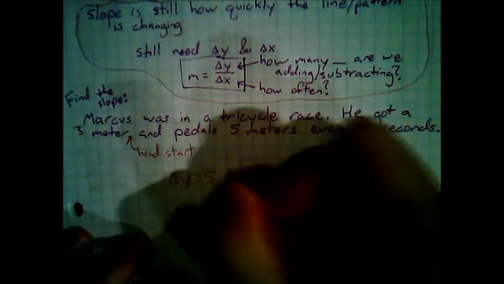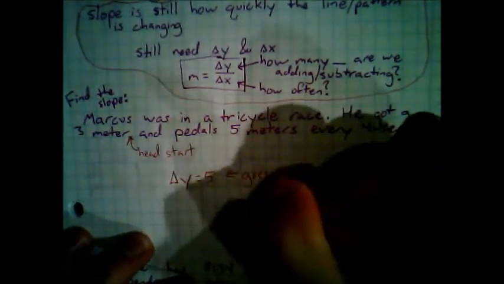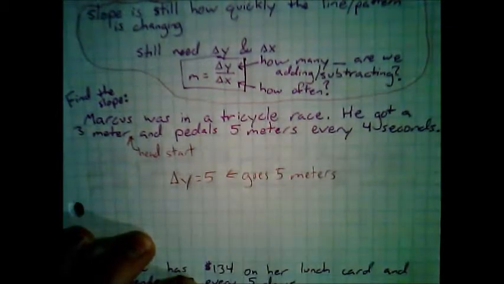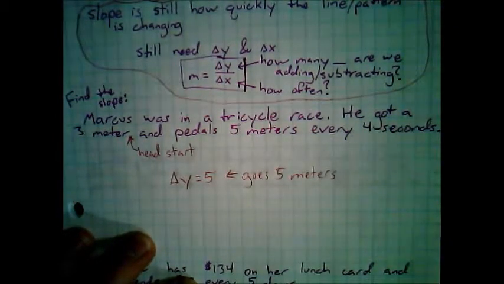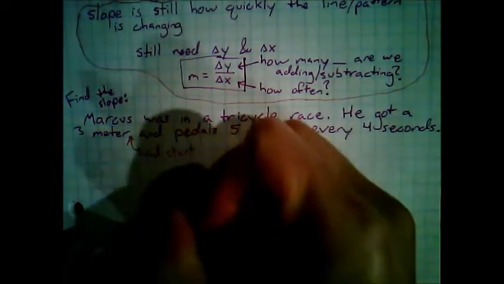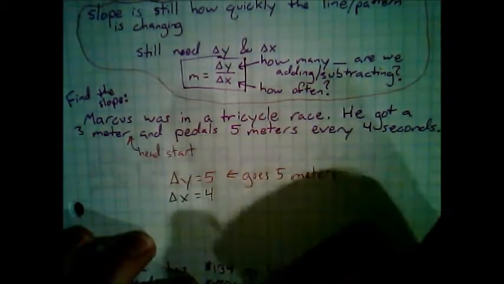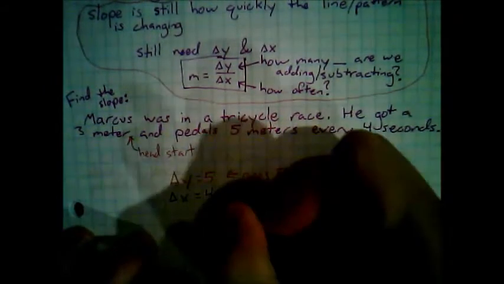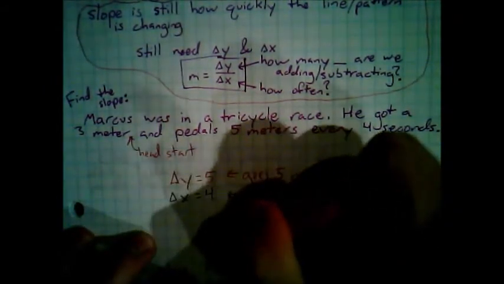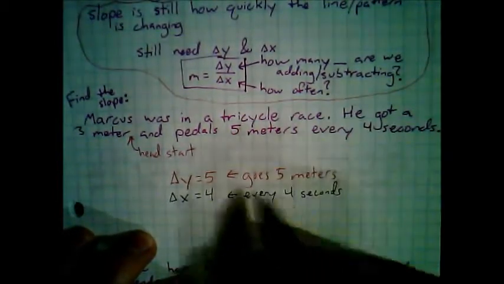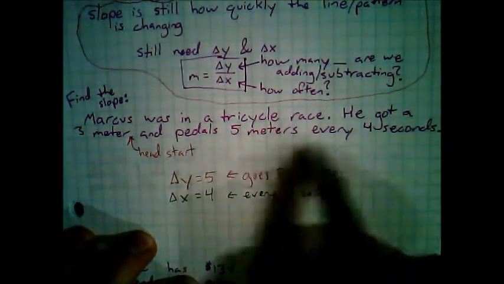Okay, and this means he goes 5 meters. Okay, and now we need to figure out, well, what is our delta x? Well, how frequently or how often is he going those 5 meters? So the delta x is simply our 4 seconds. He's going 5 meters every 4 seconds. And this is exactly what it says in the word problem. He pedals 5 meters every 4 seconds.